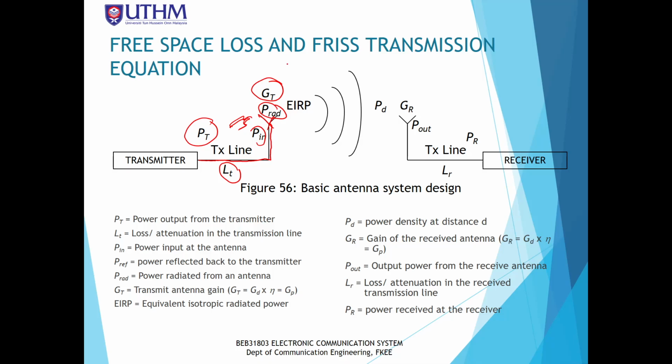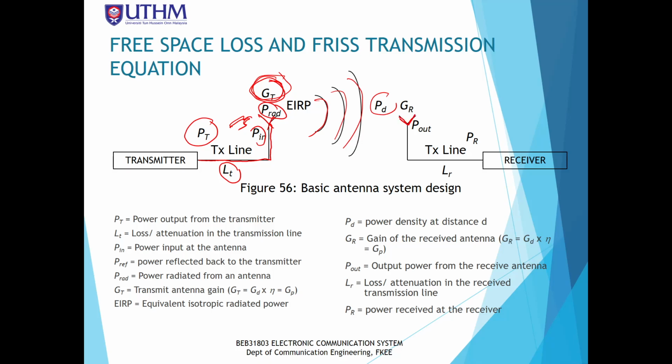Okay, so this is the gain of the antenna, GT. We just put a GT. It doesn't matter whether this is a GD or GP. Later you're going to see the difference. So ini kita anggap sebagai general gain of the antenna. And then EIRP is the power multiplied with the gain. And then at a certain distance, we get a power density, power per unit area at the receiver side.